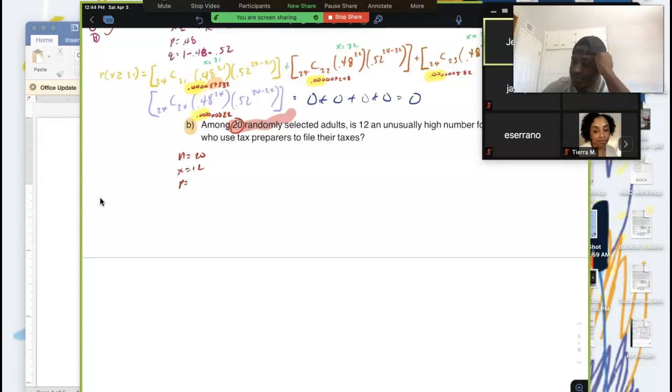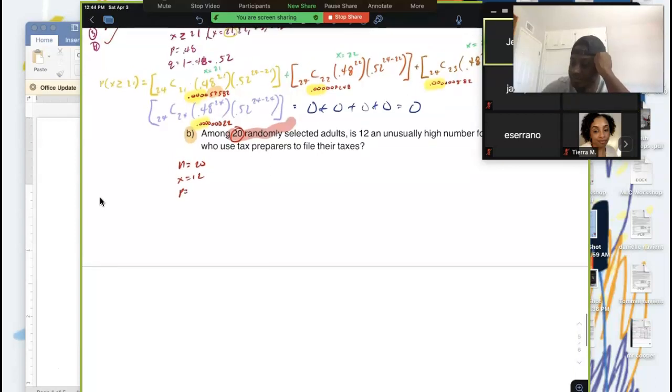What about your p? 0.48 still. And then your q would be 0.52. So that's going to stay the same. So one way to figure out if you have an unusual value is to find the probability. The other way is to remember what we did before, which probably would be the best way to do it in this case.